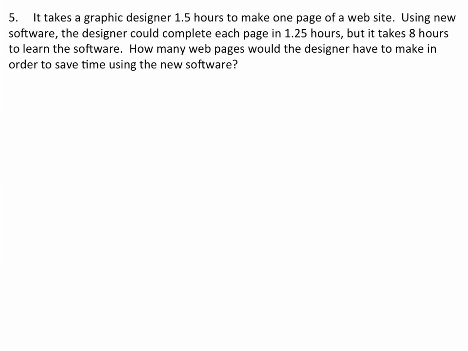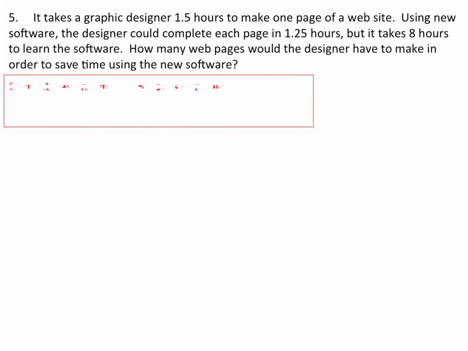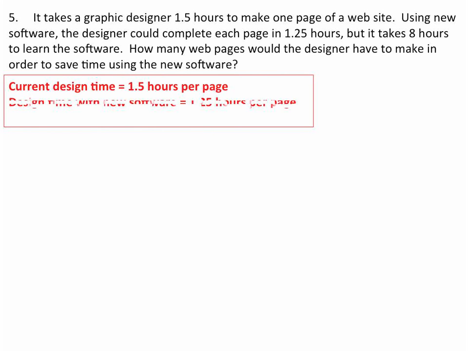It takes a graphic designer 1.5 hours to make one page of a website. Using new software, the designer could complete the page in 1.25 hours, but it takes 8 hours to learn the software. How many web pages would the designer have to make in order to save time using the new software? Okay, so what do we know? We know that the current design time is 1.5 hours per page. We know that the new time, if I use this software, would be 1.25 hours per page, but it does take me 8 hours to learn the new software.